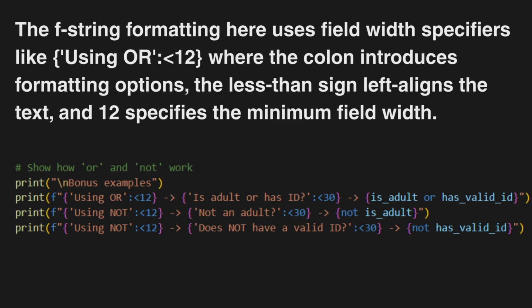The F-string formatting here uses field width specifiers, like the curly brace with the single quote, using or, single quote, colon, the less than symbol, 12, and the closing curly brace. Here, the colon introduces formatting options. The less than sign left aligns the text, and 12 specifies the minimum field width, 12 character spaces.